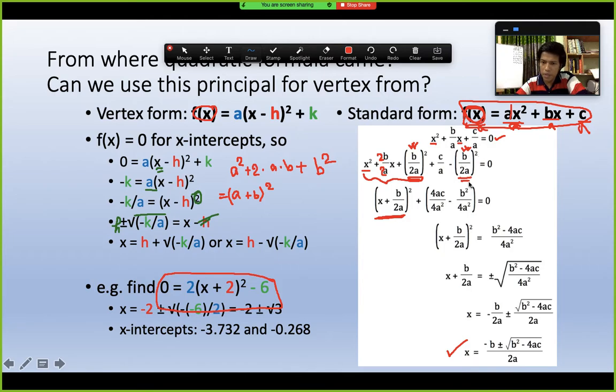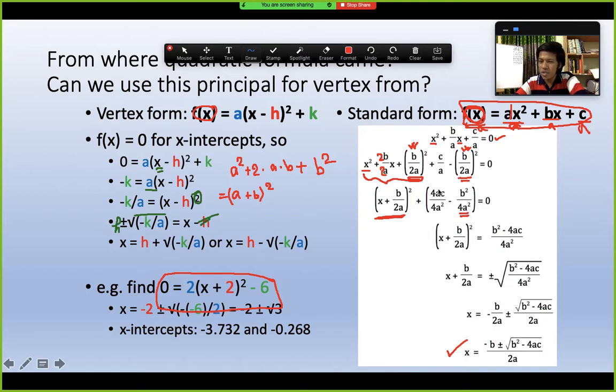It is b squared, and this is 2a whole square, that means 4a squared. Now you can say, sir, this was c divided by a, but there are a lot of things here. How can we get that? We have 2a whole square, that means 4a square, this term 4a square.